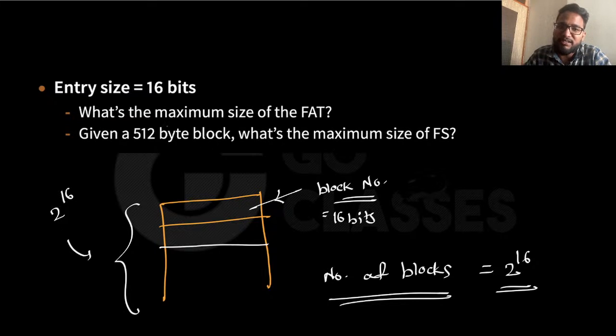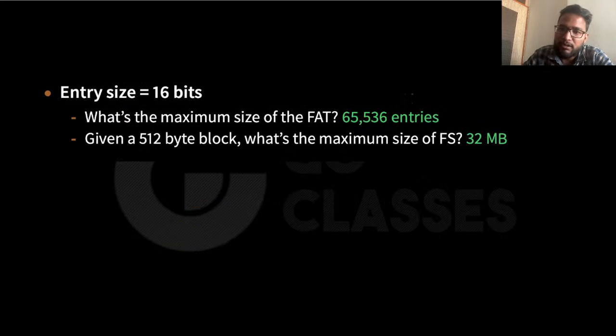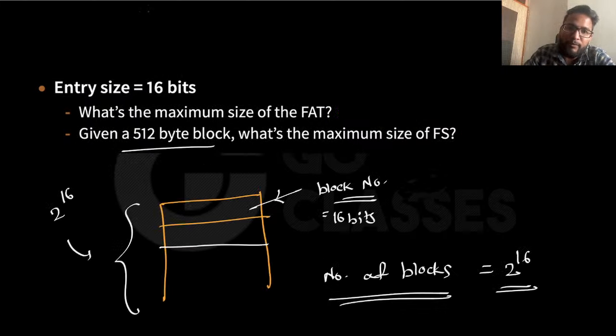And then what they are asking is, what is the maximum size of this FAT? So you can say 2 power 16 entries could be there. In terms of entries, you can say this is the maximum size. Given that, they have given a 512 byte block, so the block size is given to us. What is the maximum size of the file system?